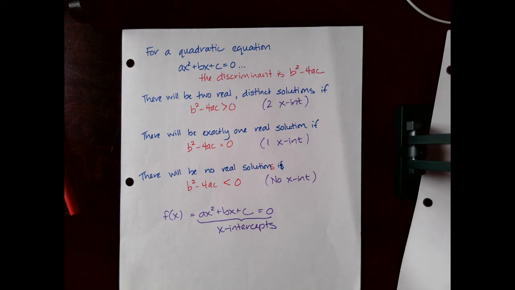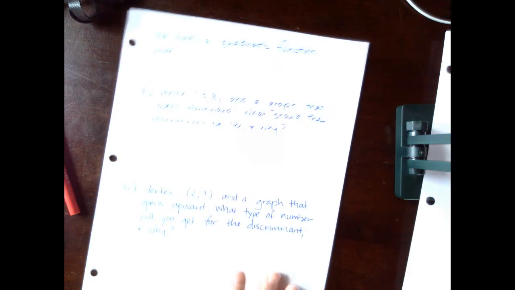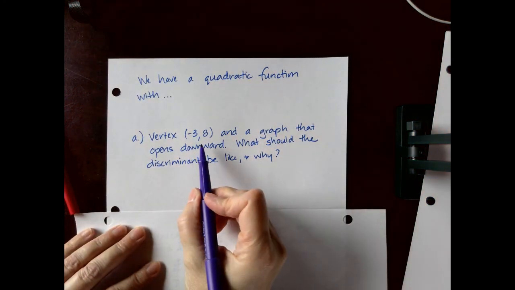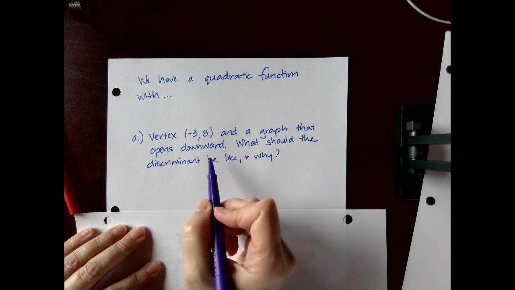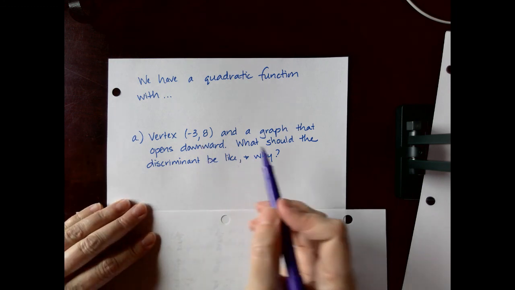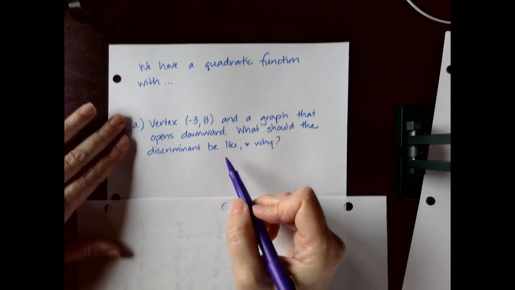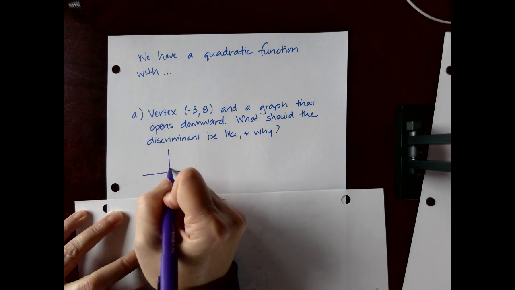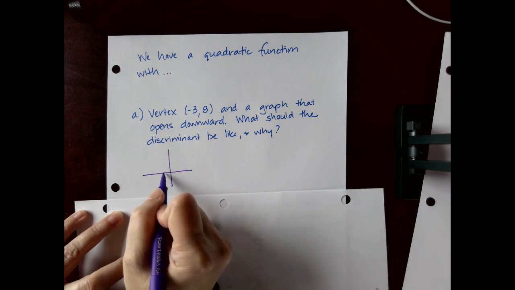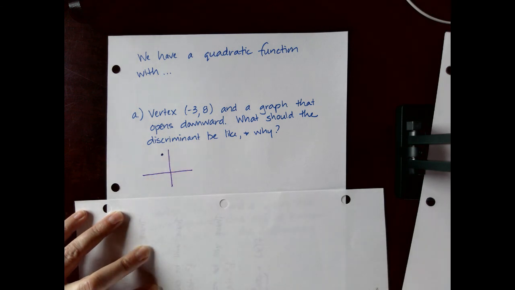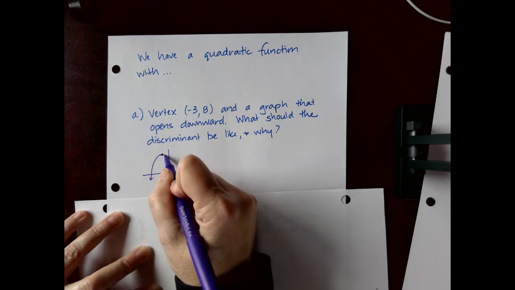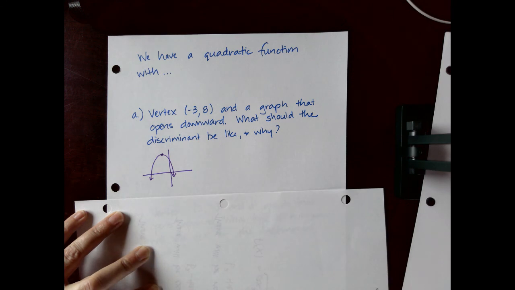So let's say we have the following. Let's say we have a quadratic function with a vertex of -3, 8 and a graph that opens downward. What should the discriminant be like and why? So I say it's worth our time to make a quick picture. Some axes, -3, 8 might be up in the second quadrant like that. The graph is supposed to open downward. Maybe something like that. I don't know how wide it is. I only know that it opens downward.